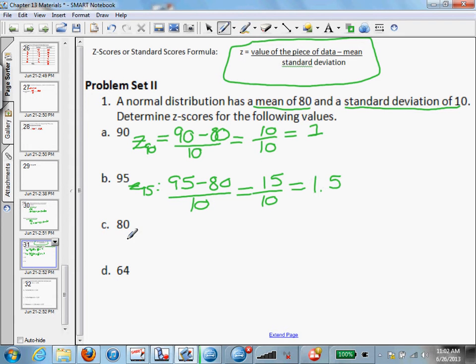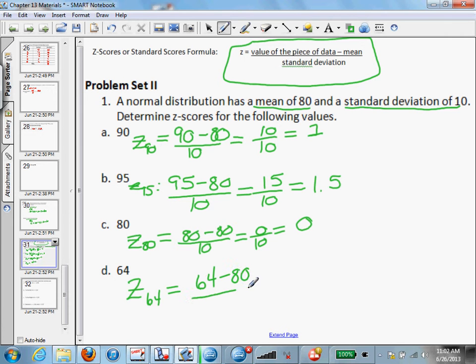Let's continue our same method with z of 80, which equals 80 subtract 80 divided by 10. So 80 subtract 80 is 0 on top with 10 in the denominator. 0 divided by 10 is 0. And finally, for z of 64, we have 64 minus 80 divided by 10. When we work on the numerator, we get a negative 16, still with our 10 on the bottom, so we have a negative 1.6 as the z-score.